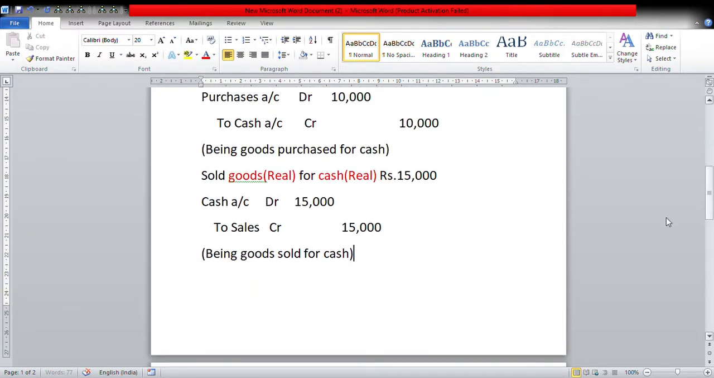If you want, we can also write the amount for which the sale has been made. Now coming to the third transaction, in a third example here, I would like to take: purchased goods from Aman, rupees 5,000.